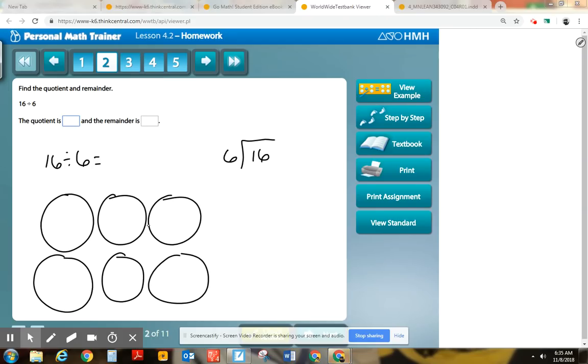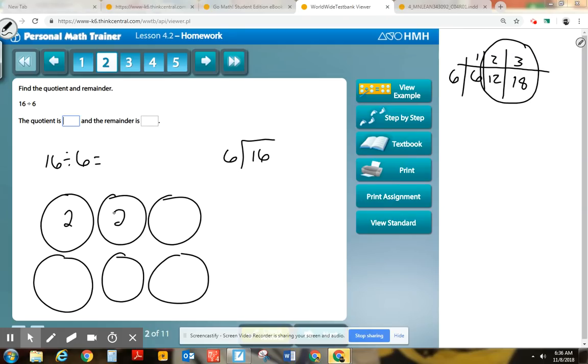Now instead of doing 1 at a time till I get to 16, I can use my basic multiplication facts. So I know my multiples of 6 would be 6, 12, 18, and I see that 16 is here, right? So I could start off with 2 in each group. Let's see where that gets us.